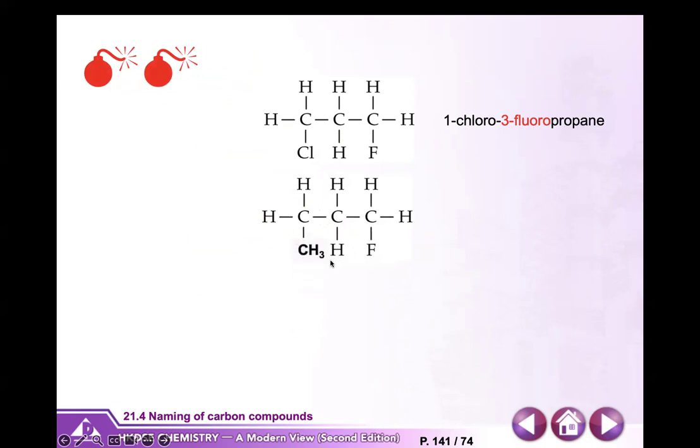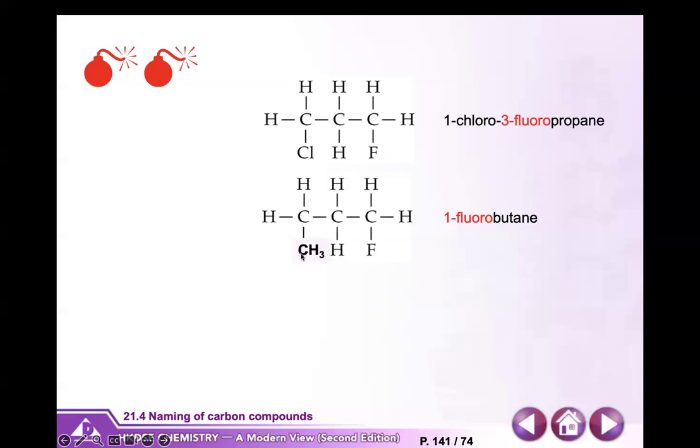And then if it is attached with CH3, so what is your answer? You may pause and think about it first. In fact, remember, this is the longest carbon chain. As a result, this is 1-fluorobutane.